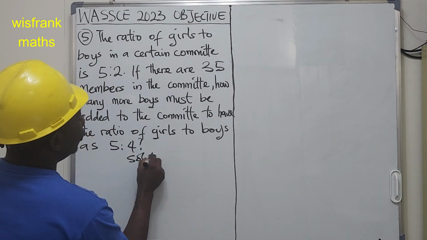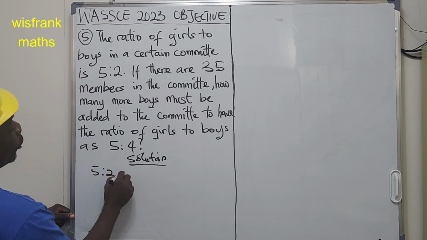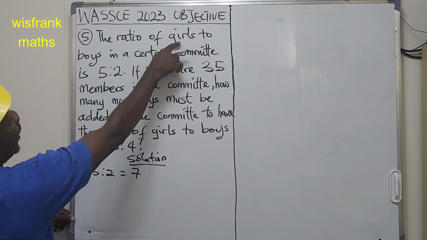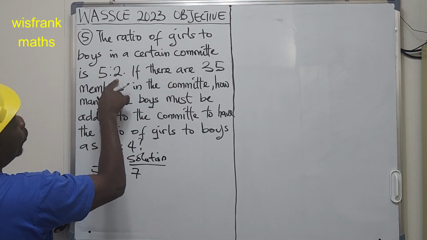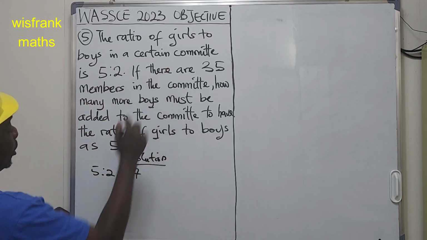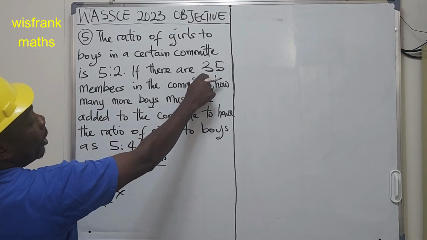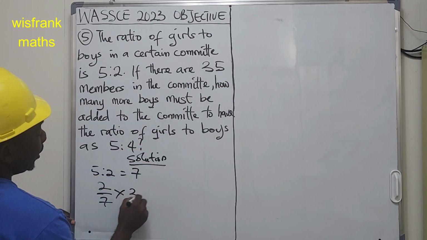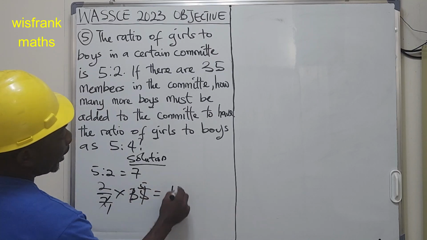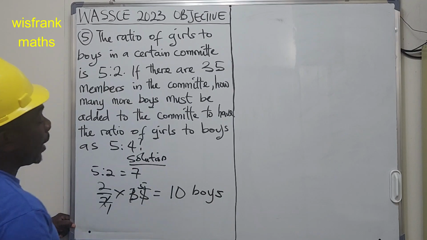So we have the solution. The first one says the ratio is 5:2. So the total ratio will be 7. And the ratio for boys is 2. Girls to boys is 5:2. The number of boys in that committee will be 2 all over 7 times the total members of the committee, which is 35. When we cancel, 5 times 2, we have 10 boys as the total number of boys in that committee.